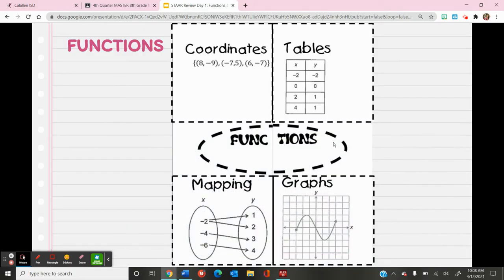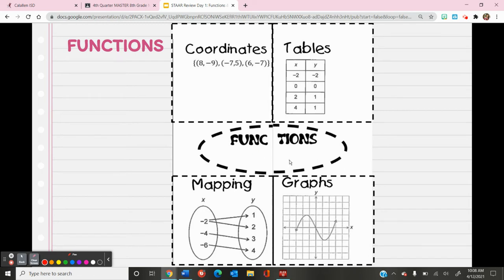So here is my foldable, and whenever we are looking at functions, we're looking at 4 different types of things to determine if they are functions. We have coordinates, we have tables, mappings, and graphs. So just to discuss them a bit before we go ahead and get into some examples. So for your coordinates, or for starters, a function is when each x value is paired with a unique y value. So in other words, your x's cannot repeat.